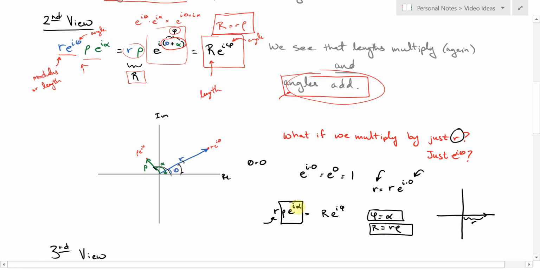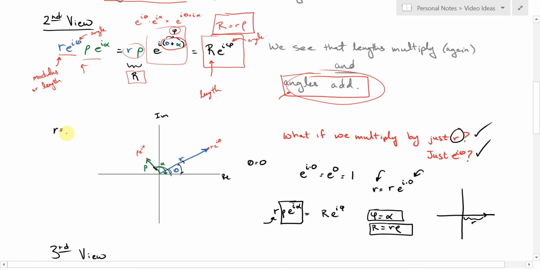In scalar multiplication, thinking of these things as vectors, elements of R2, multiplying by a real number would scale it. Well, that's the same thing that happens here. So hopefully that answers the question, what if we multiply by just r? Well, here's a more interesting question. What if we just multiply by e to the I theta? That is to say, what if r is equal to 1, right?